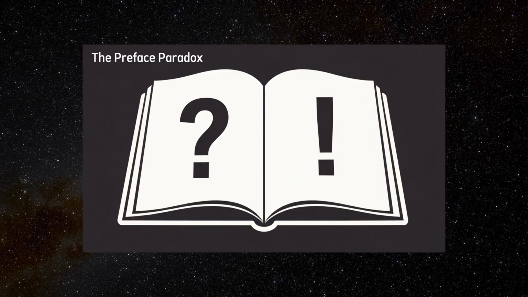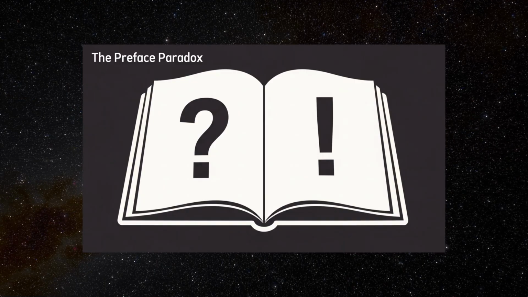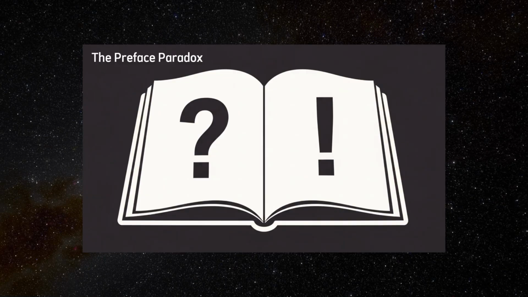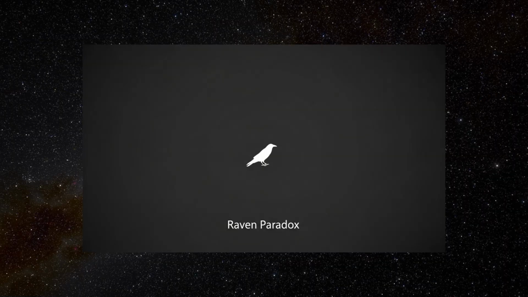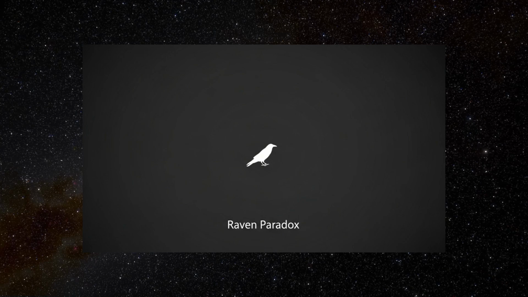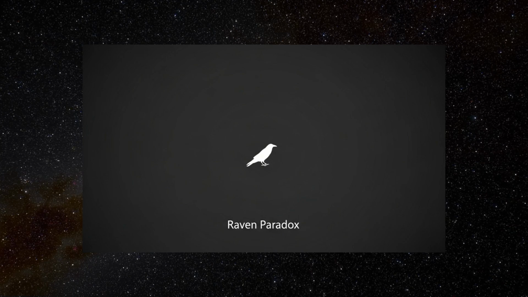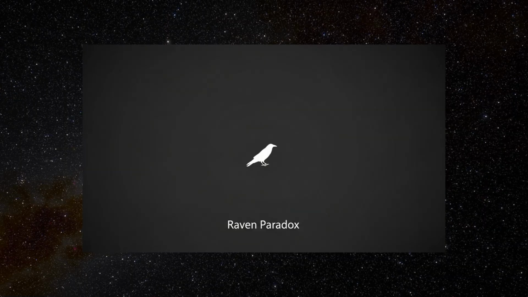Like other epistemic paradoxes, it reveals the delicate balance between confidence in our reasoning and the acknowledgement of our fallibility. The Raven Paradox. The Raven Paradox, also known as Hempel's Paradox, is a thought-provoking problem in the philosophy of science that challenges how we understand evidence, confirmation, and logic.